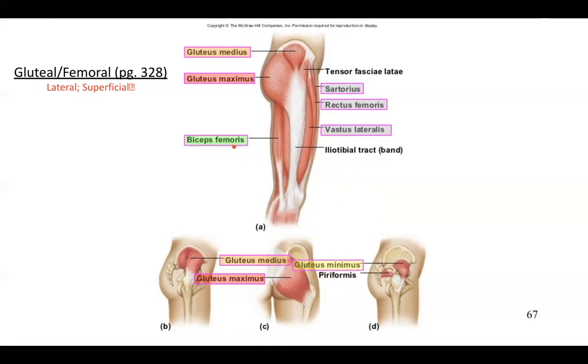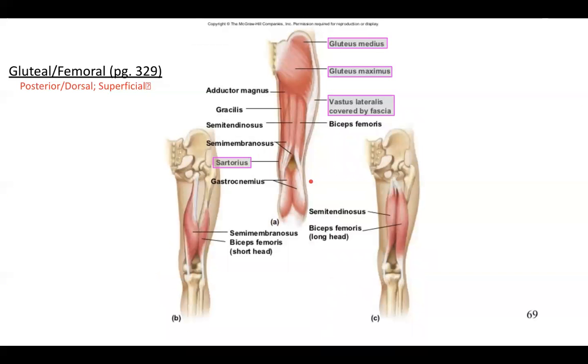Okay. The other new muscle that we can see here is one of your hamstrings muscles that we'll focus on in a moment. That's the biceps femoris. All right, so now looking at the back, we can still see the gluteus medius and the gluteus maximus. You can see the vastus lateralis covered by the fascia, as well as a portion of the sartorius. But now we're going to focus on our hamstrings.